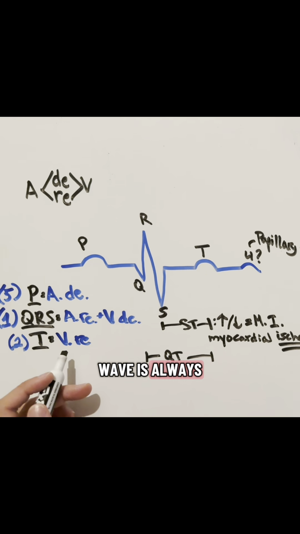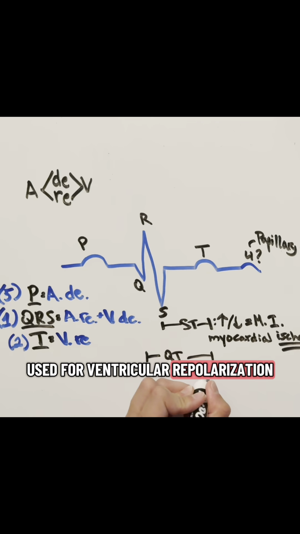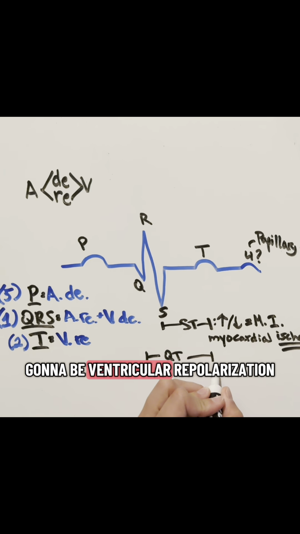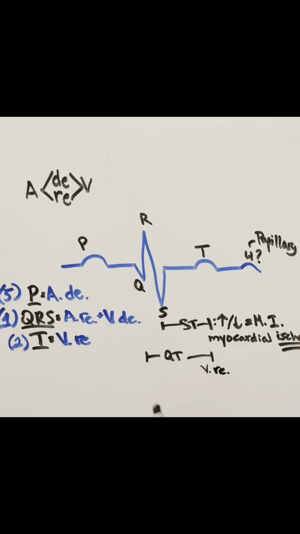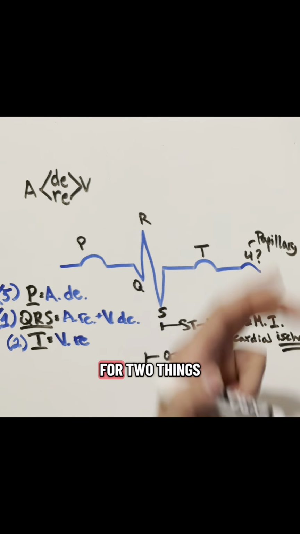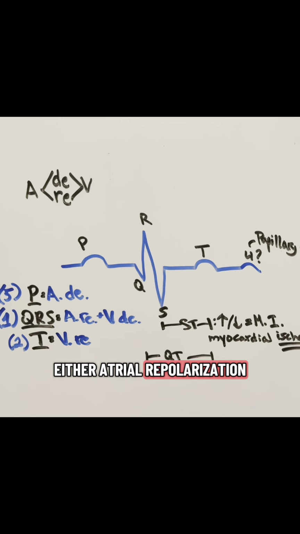So the T wave is always used for ventricular repolarization. So this is going to be ventricular repolarization. Now, the QRS complex is used for two things, either atrial repolarization or ventricular depolarization.